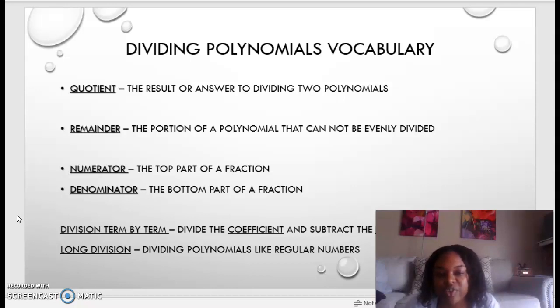Numerator is the top of a fraction. Denominator is the bottom of a fraction. Occasionally, when we're dividing polynomials, fractions become a part of it. That's why I wanted to include those two definitions.